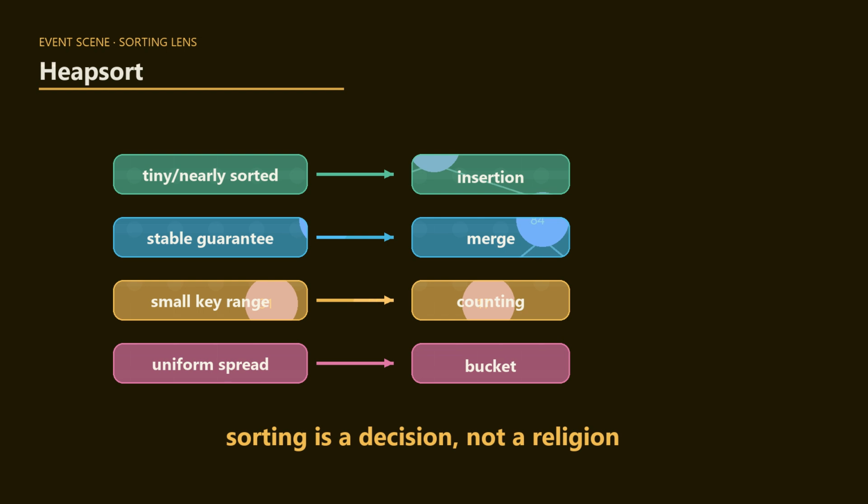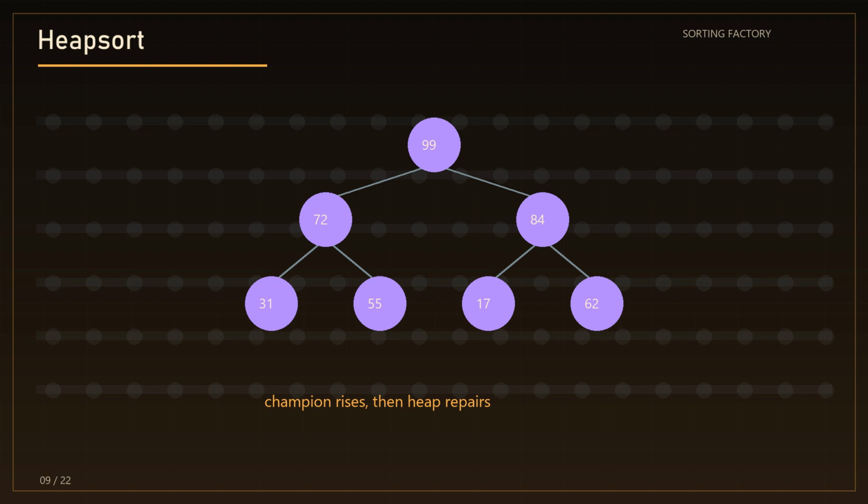Heapsort turns the array into a tournament structure called a heap. The largest item rises to the top, gets removed into its final place, and the heap repairs itself. Its great promise is worst-case n log n time using only O(1) auxiliary space in the array version. Its trade-off is that it is often less cache-friendly and not stable by default.